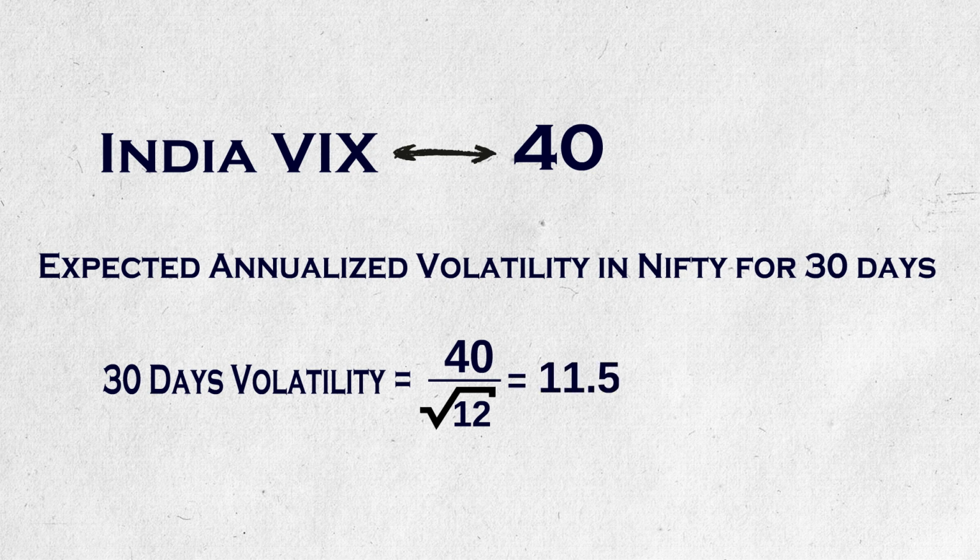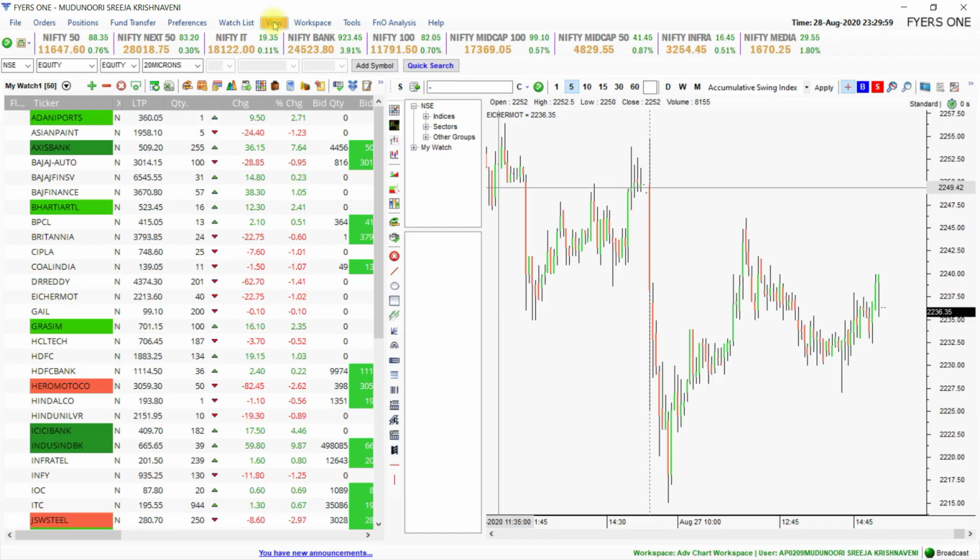Not yet finished. This 11.5 is for 30 working days. So, for 1 calendar month, which is approximately 20 trading days, this VIX will be 11.5 divided by 1.5. So, 7.6%. So, VIX 40 says that the Nifty can move 7.6% in 1 calendar month. It can rise 7.6% or fall 7.6%. Of course, in this mathematical way, it has 68% chances.